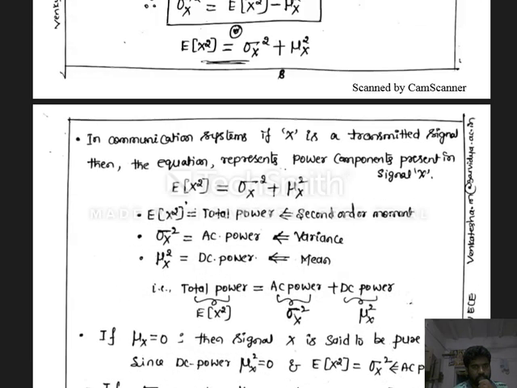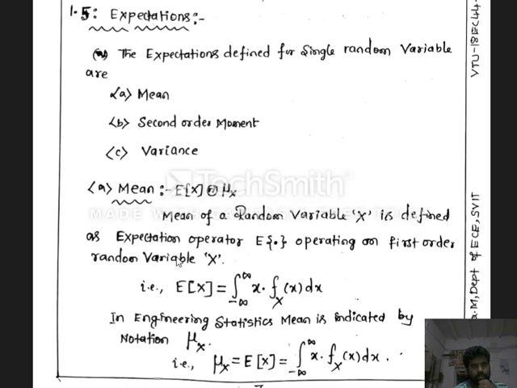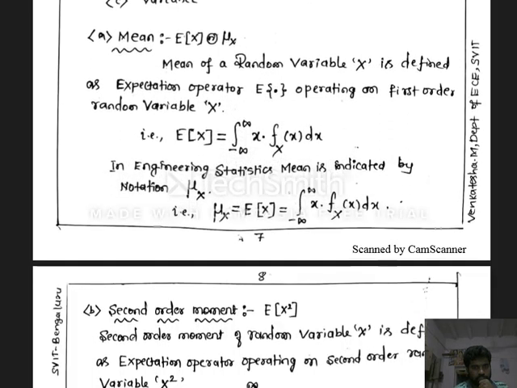Now let's define the three standard expectation parameters for a single random variable. First one is the mean. The mean of the random variable x is indicated by E of x, or the standard notation is mu x. So mathematically E of x can be written as an integral over minus infinity to plus infinity of x into f_X of x with respect to x. In this equation, f_X of x is the probability density function of the random variable x. So it gives the first order moment of the random variable x. That means the variation of the random variable with respect to the origin, first order variation.